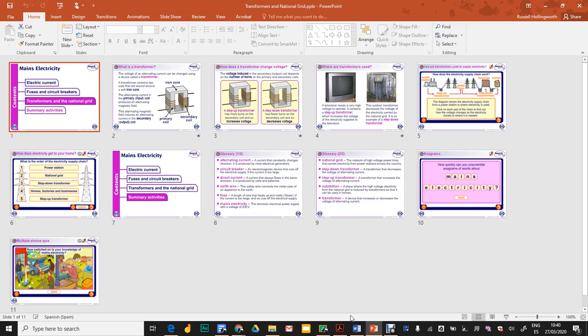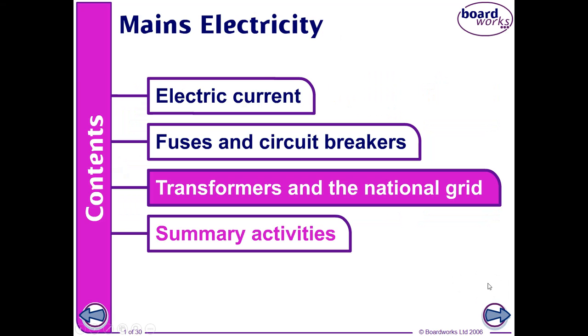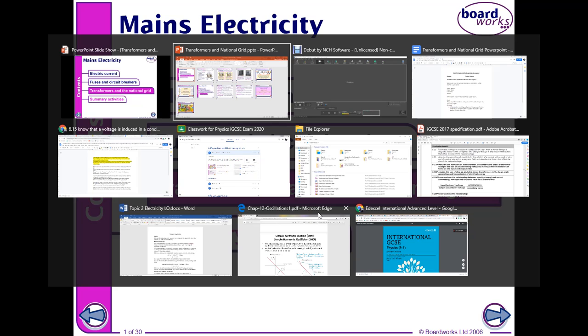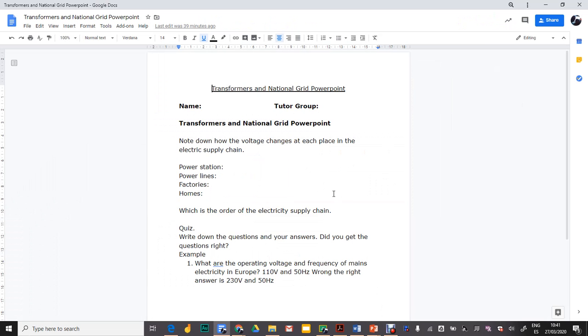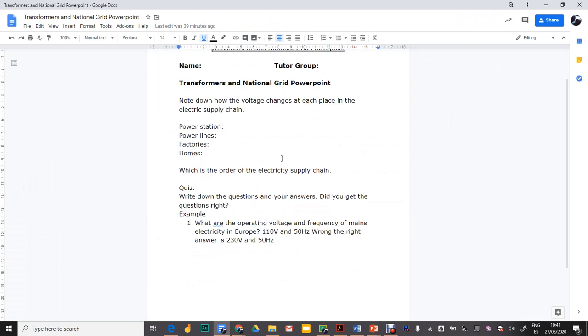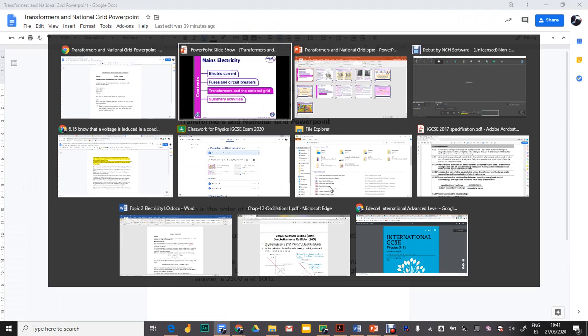Okay, as quickly as possible. This is the Transformers PowerPoint, National Grid. So again, you've got the PowerPoint, and then you've got your Transformers National Grid doc to fill in the answers.